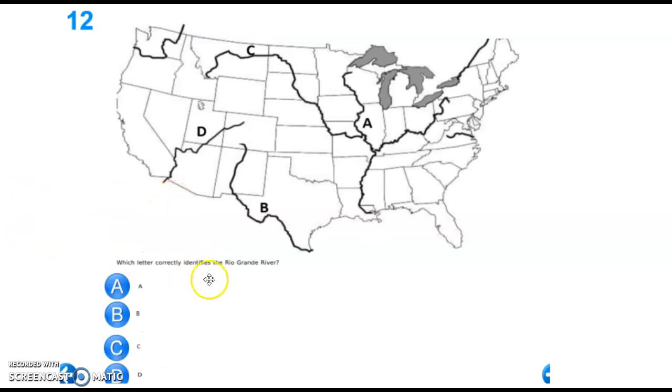The next question on your test would have been question 12 for 9A and asked which letter correctly identifies the Rio Grande River. So here you had to know that B, the Rio Grande River, goes up along the Texas and Mexico border. So B would have been the correct answer.